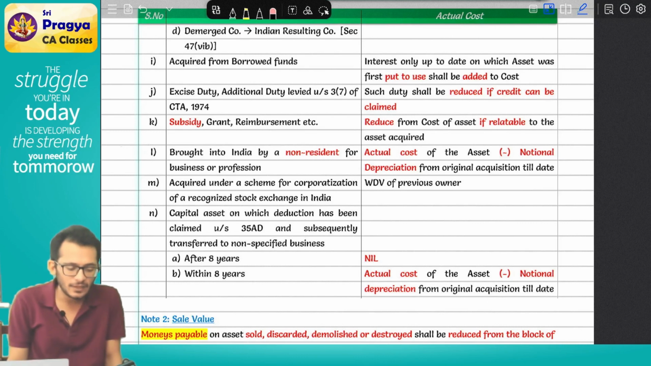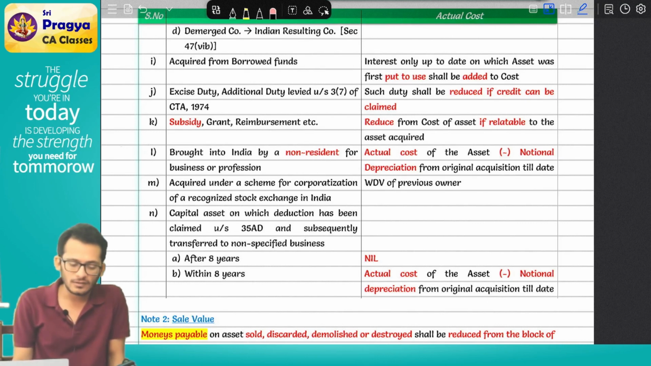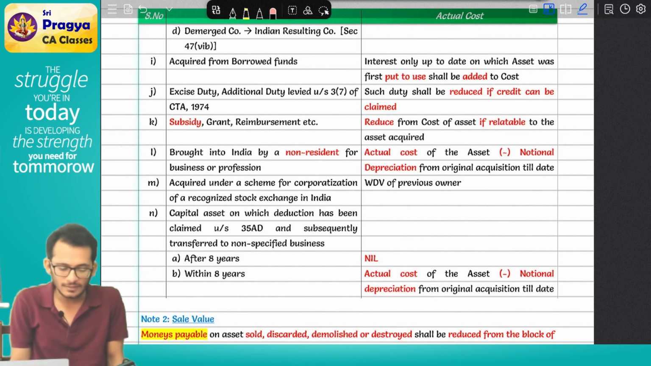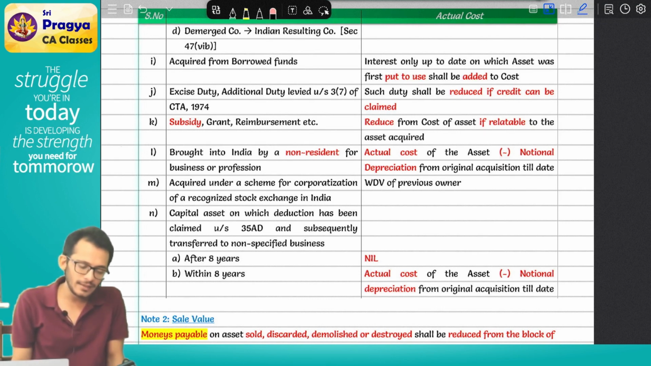If you have received any kind of subsidy, grants or reimbursements from government, you can reduce it from the cost of the asset if it is directly linked to the asset. Yes or no? Yes. And the last item, it says brought into India by a non-resident for business or profession.